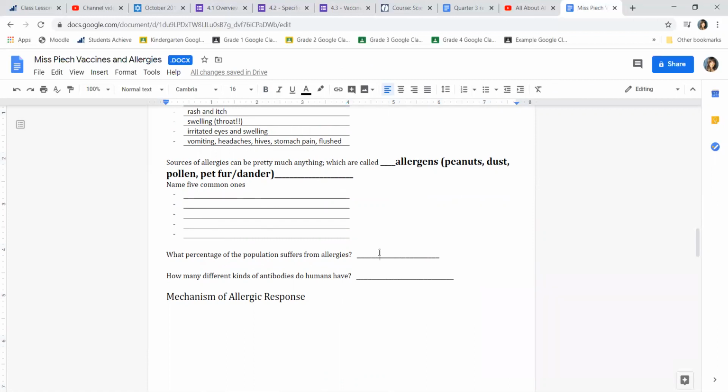Now, the percentage of the population that suffers from allergies is about 40%. About 40% of the population would suffer from allergies. And the number of different kinds of antibodies that humans have is 10 billion.